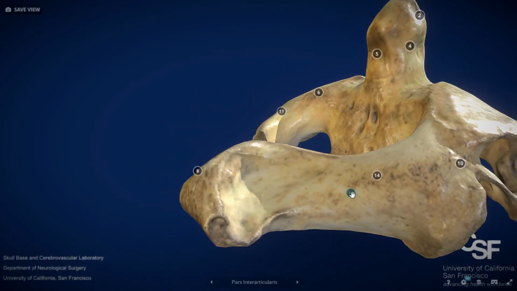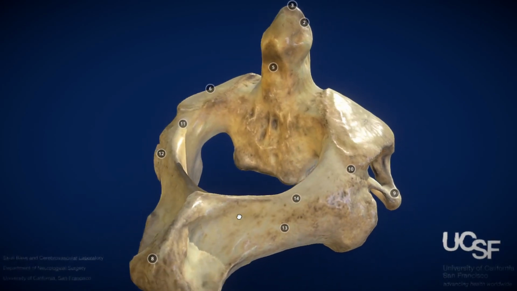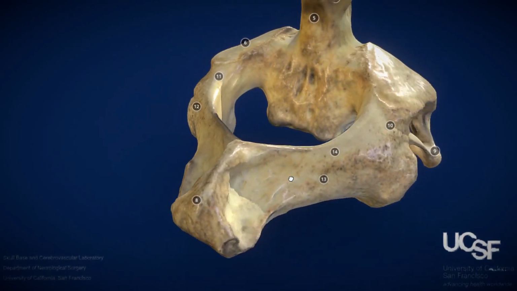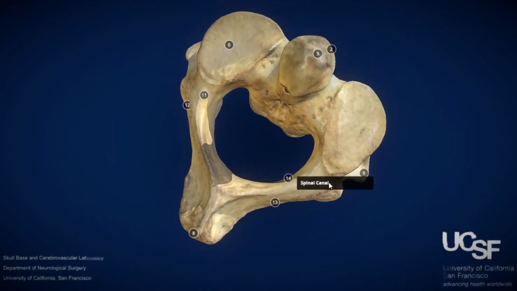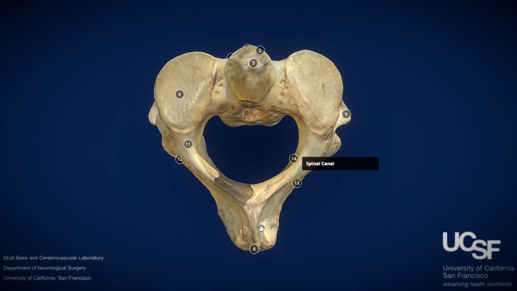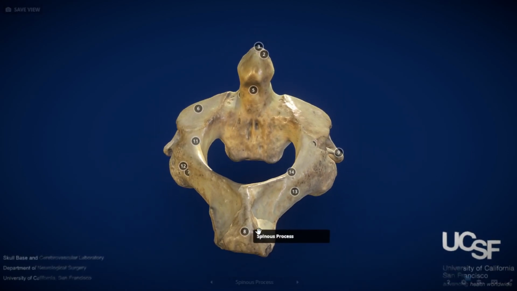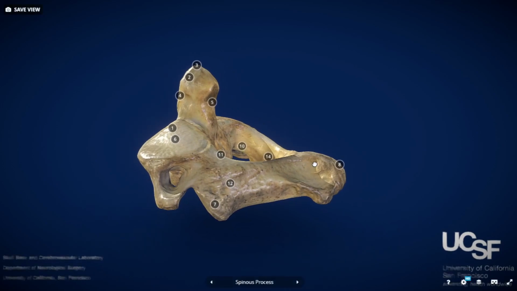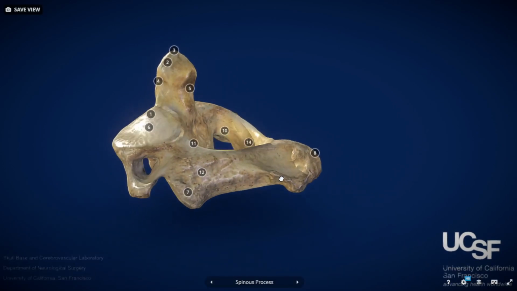Moving posteriorly, we have the lamina, and the lamina is thicker than the rest of the subaxial lamina, and anteriorly we have the spinal canal or the vertebral foramen. Both lamina are joined by the spinous process, which is a bifid spinous process and is the second most prominent spinous process of the cervical region.